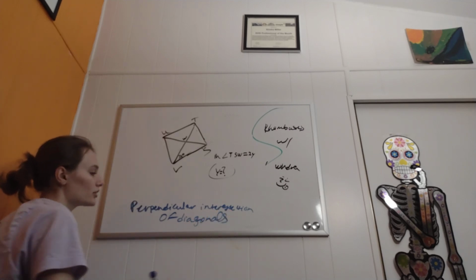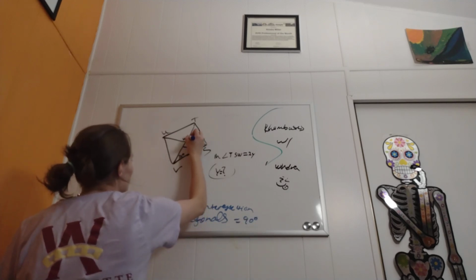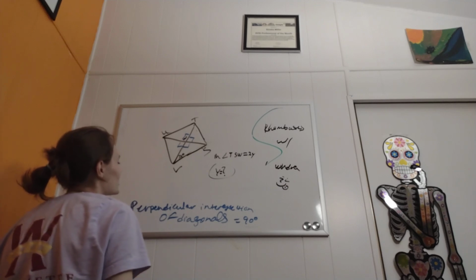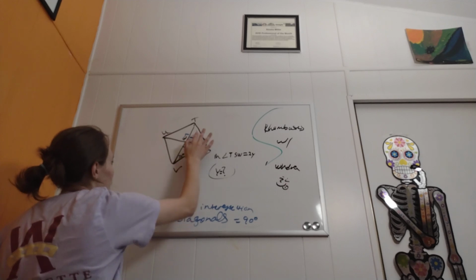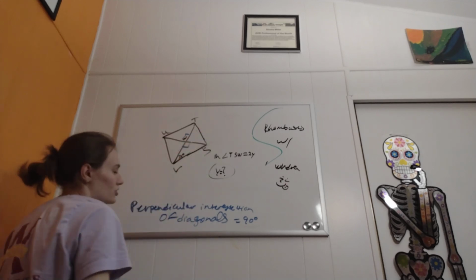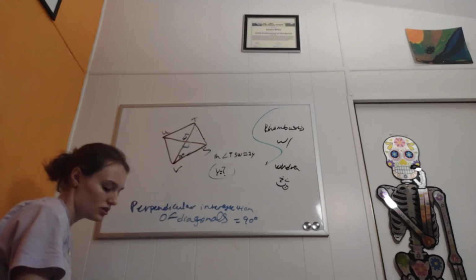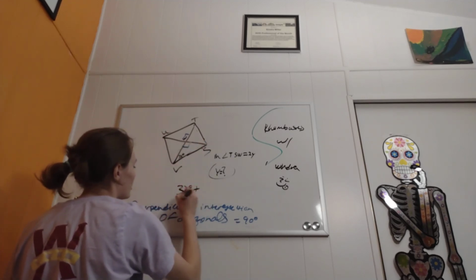Perpendicular intersection of diagonals equals 90 degrees. So we know that this equals 90 degrees, this equals 90 degrees, that equals 90 degrees, and that equals 90 degrees. Yeah, that should be good enough. Given that that is 90 degrees, we can simply apply this logic.